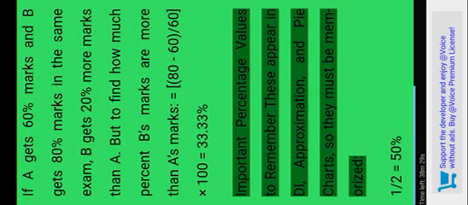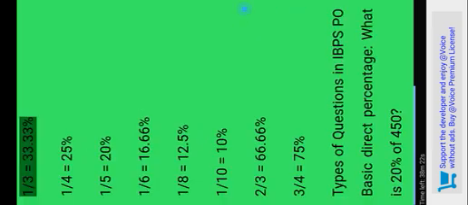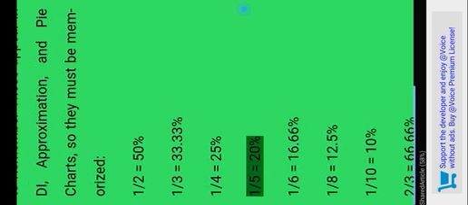Important percentage values to remember. These appear in DI, approximation, and pie charts, so they must be memorized. 1/2 equals 50%. 1/3 equals 33.33%. 1/4 equals 25%.